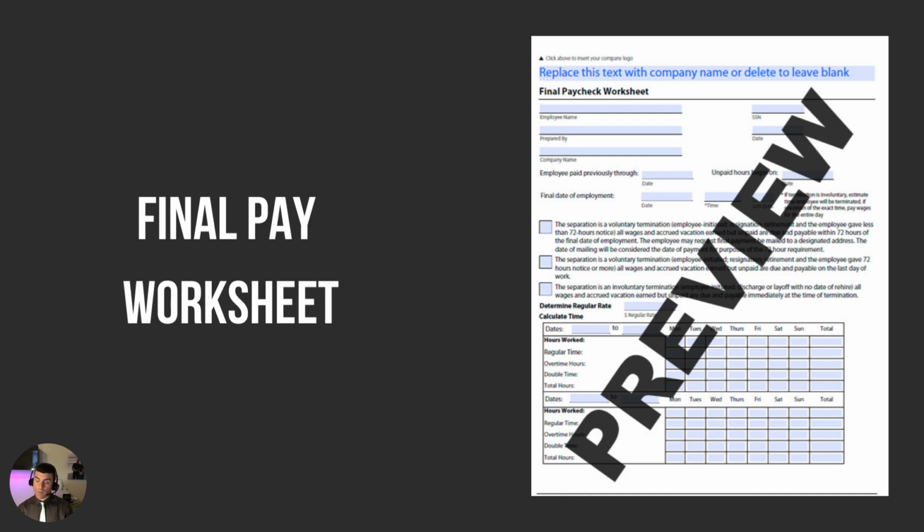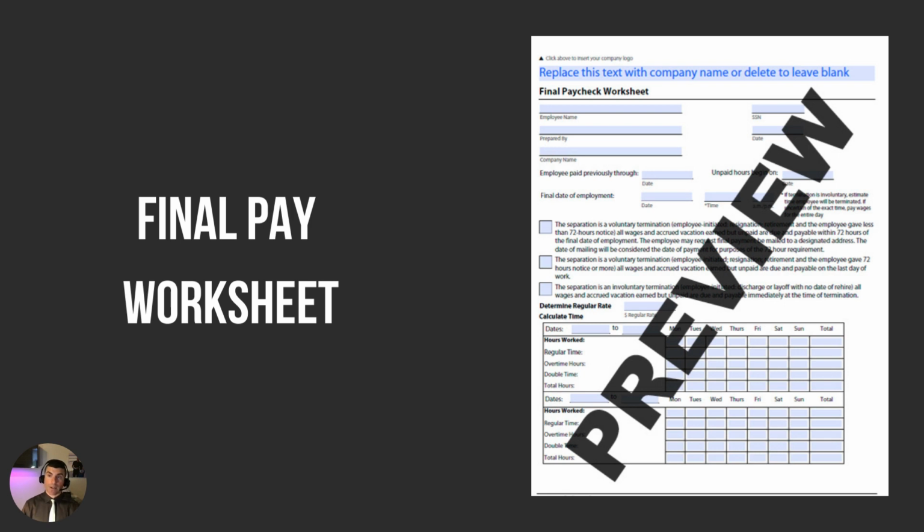Now, the main purpose of this final paycheck worksheet is to mitigate the risks of an improper termination or withholding claim against the employer. And if one is inevitable, such as an improper termination claim, then this will provide a degree of protection to the employer.